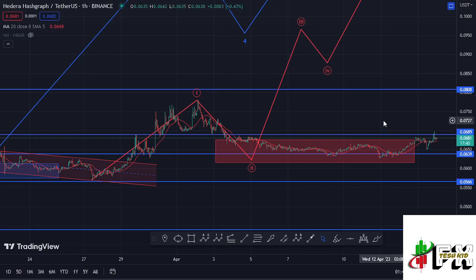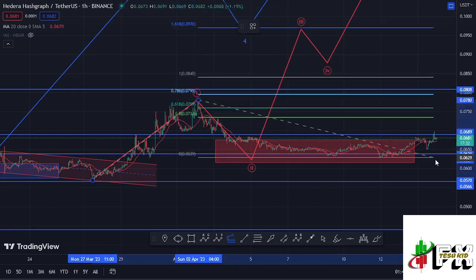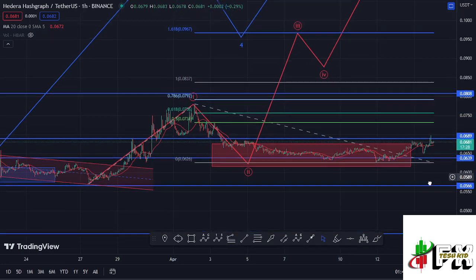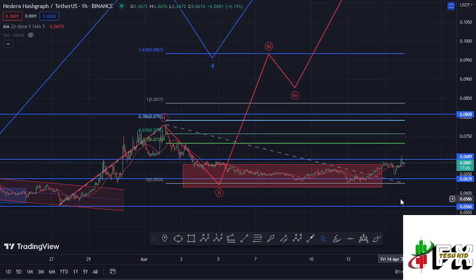and allow me to first give you my target areas in the formation of that wave 3 by connecting the trend-based Fibonacci from the low of the first wave to the high of that wave 1, then dragging the fibs to the low of the second wave, and that now gives me a target area in the formation of that wave 3 at the fib level 1.618, and that is at around the $0.0967 mark, and that is the minimum that I'm expecting Hbar to do here on the short-term scenarios.